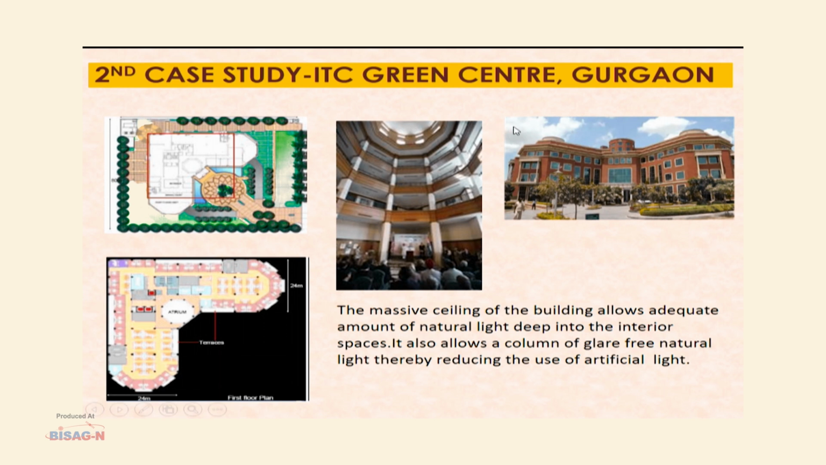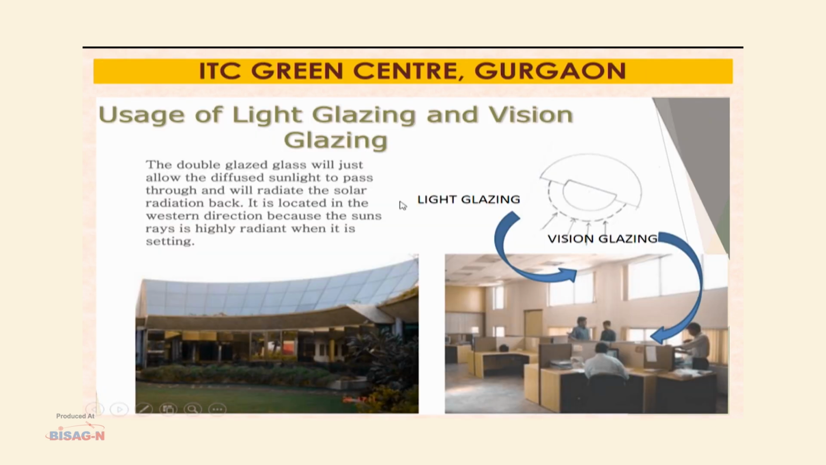If you see ITC Green Center, Gurgaon, it has a massive ceiling in the atrium space which provides glare-free natural light which penetrates deep into the interior spaces, thus avoiding the use of artificial lighting. ITC Gurgaon has a glazing in the western side. The double glaze allows the diffuse sunlight to pass through, at the same time re-radiating the solar radiation back.